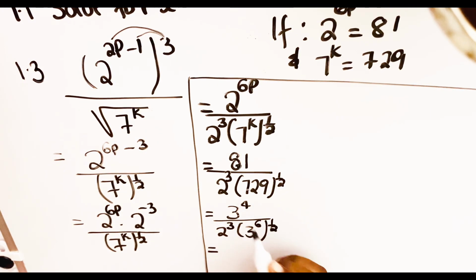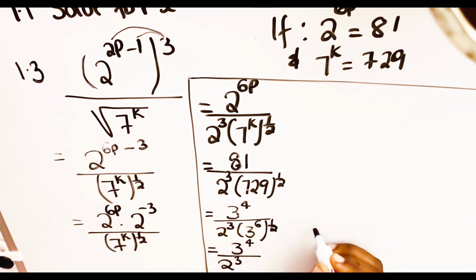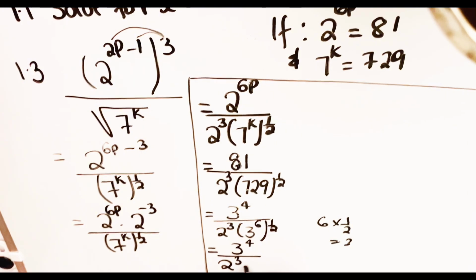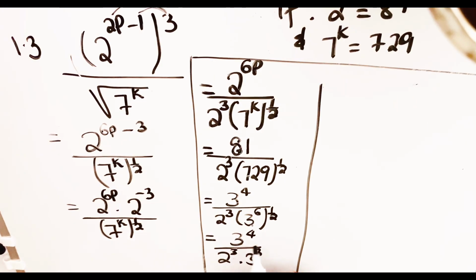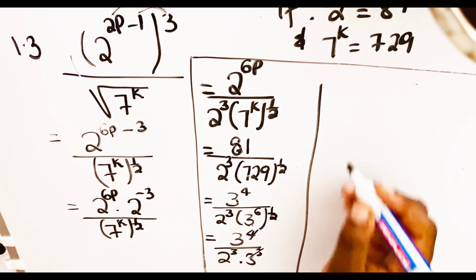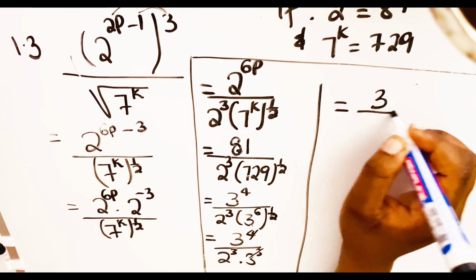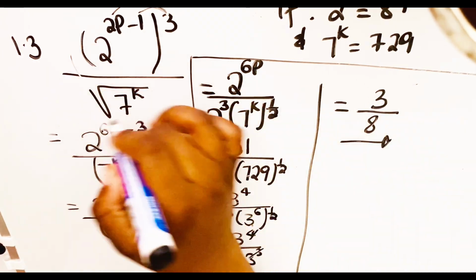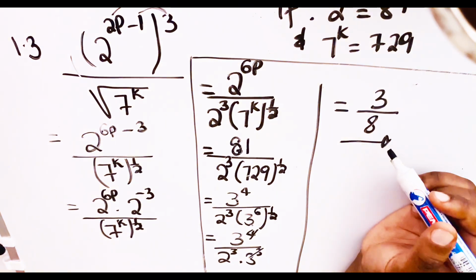So to simplify further, it's 3 exponent 4 over 2 exponent 3. So 6 times 1 over 2 is 3. So we'll have 3 exponent 3. To simplify further here, we'll be left with 3 over 2 cubed, and 2 cubed is 8. So the value of the expression is 3 over 8.